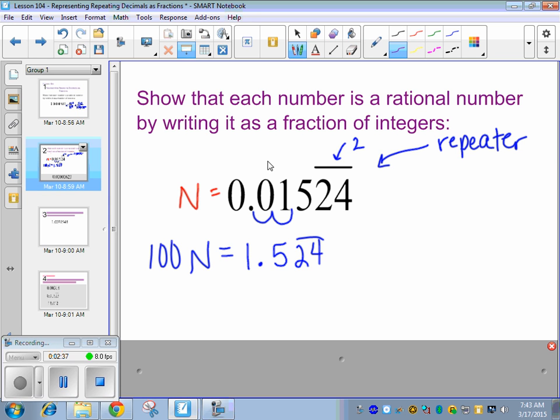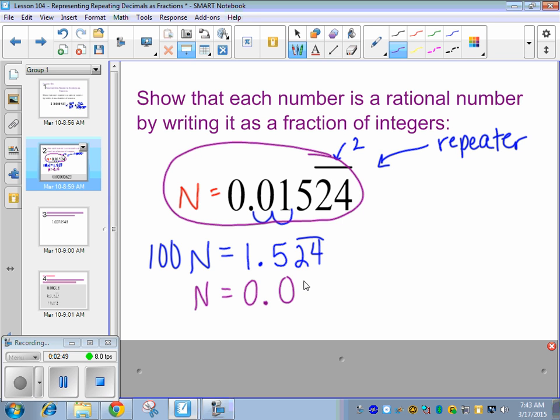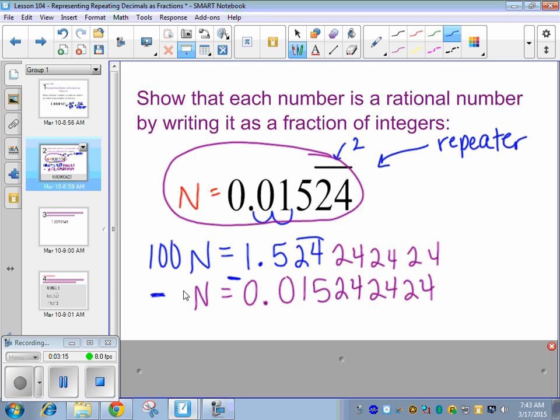Now what we can do is subtract. So I'm going to actually subtract this from this. So I'm going to put n equals, and I have 0, line up your decimals, 0.0154. All right. And we're going to subtract from both sides. Okay? And what I'm going to do is I'm going to write out, this is like repeating, right? 2, 4, and this one keeps on repeating as well. 2, 4, 2, 4, 2, 4. Okay? And so if I subtract from both sides, 100n minus 1n is 99n.